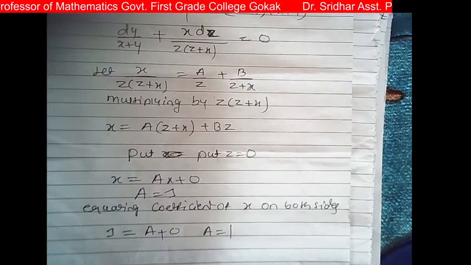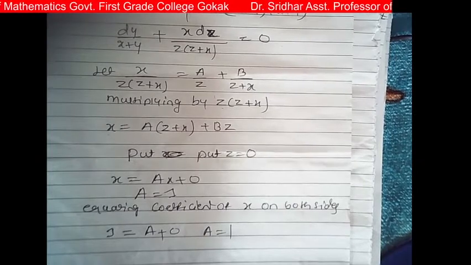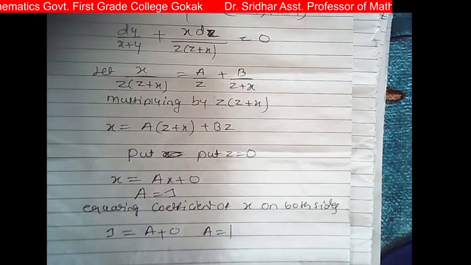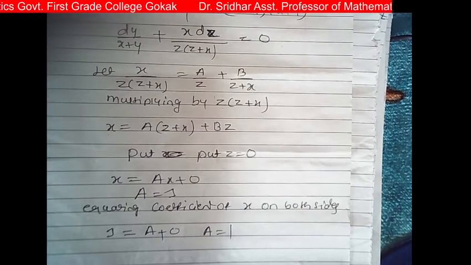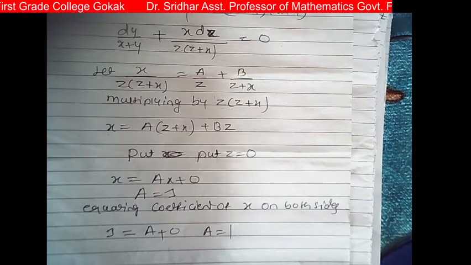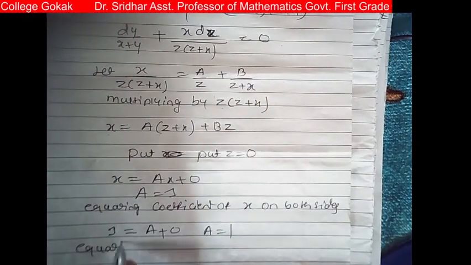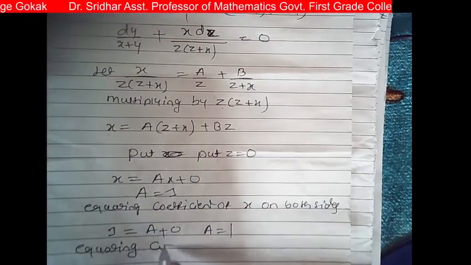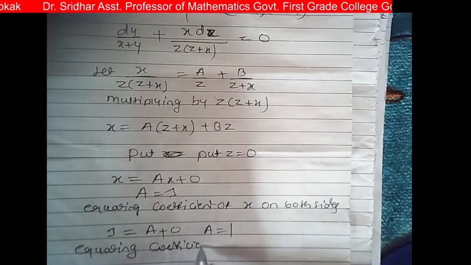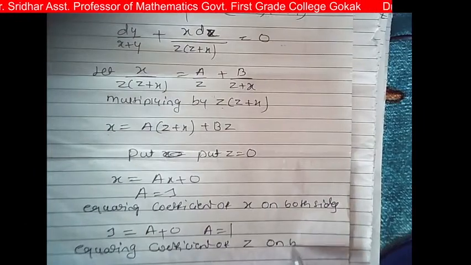Okay, so to find the value of b, what we do, we equate the coefficient of z. We equate the coefficient of z on both sides.